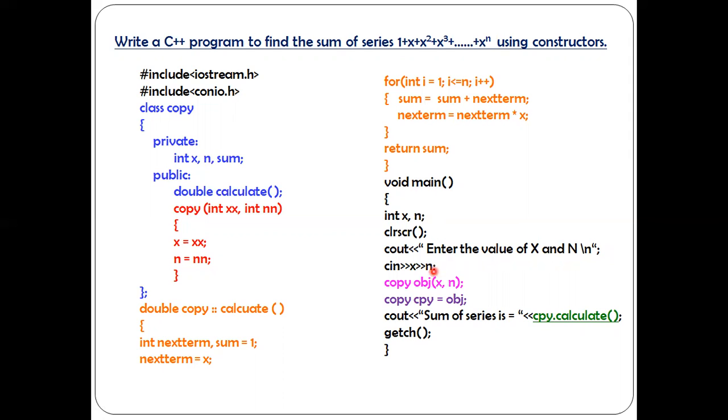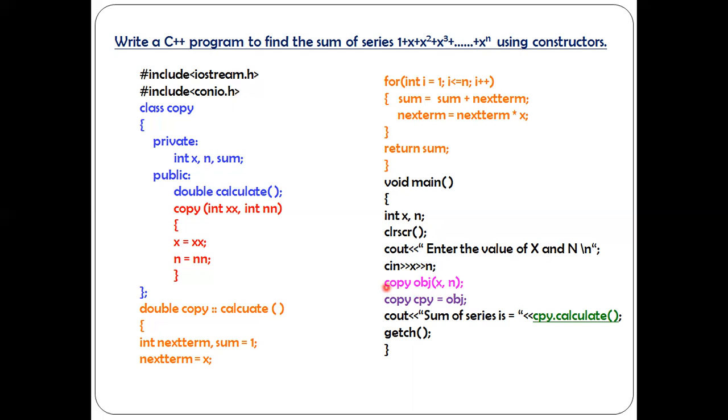Got the point? Okay. In the next line, which is marked with a pink color, copy is a class name, obj is an object with two arguments we are passing. Copy is a class name. Obj is a user defined object with two arguments. Previously we accepted x and n. What exactly is x carrying? X is carrying 2 and n is carrying 5.